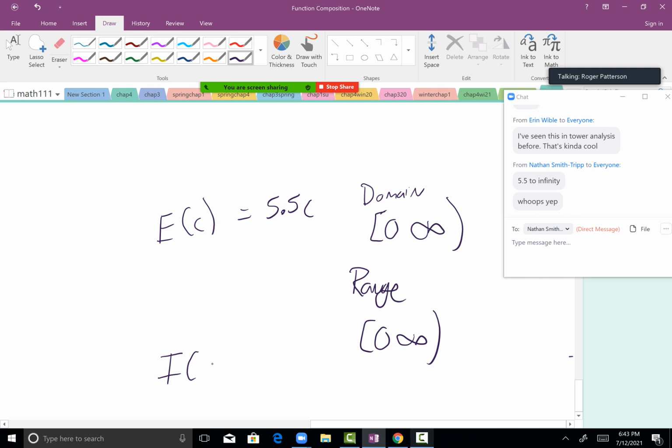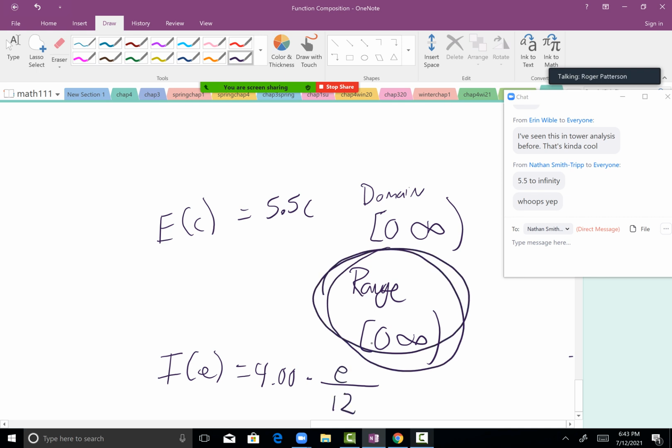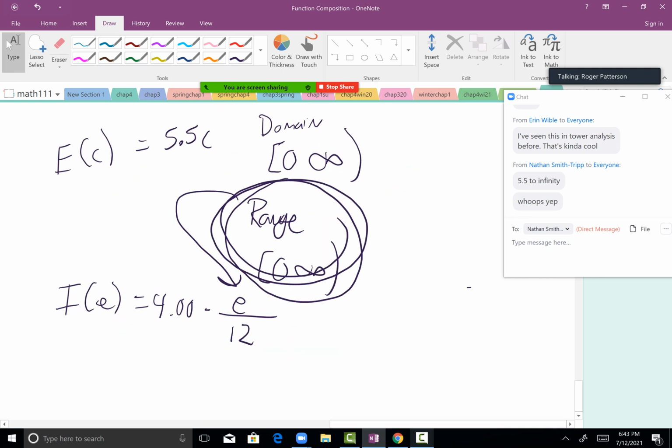So then that 0 to infinity now becomes the input for this function. So that becomes E, I think that was what I put there, 4 minus the E over 12. So these outputs become the inputs there. So that is almost like the new domain. So the new domain for this one is going to be here, as long as we don't have any issues. And we don't. E can be anything there. We're just dividing it by 12.